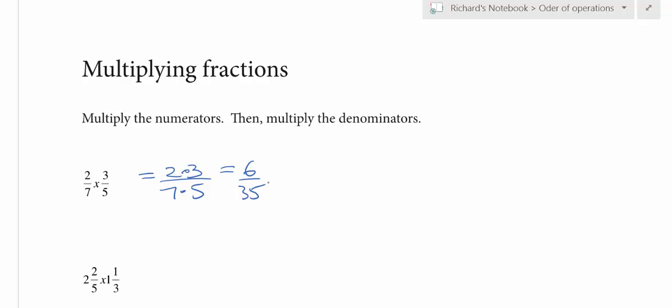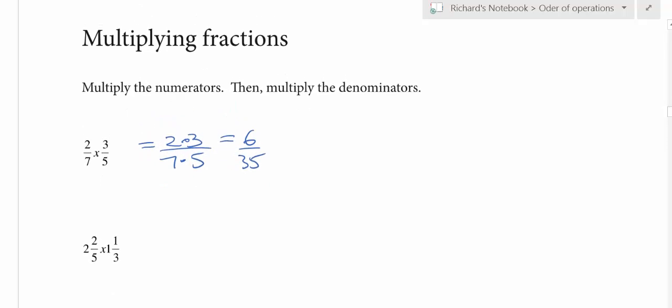Okay, what about this next fraction? It's a mixed number. Let's take a look at that. Once again, 2 times 5 is 10. Add 2 to make 12. So the first fraction becomes 12/5.